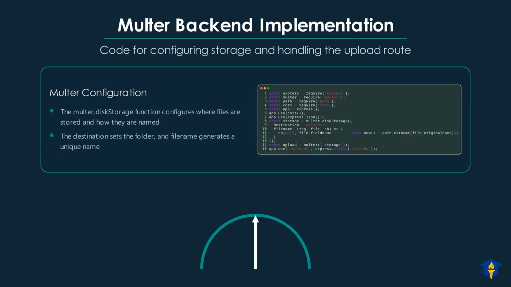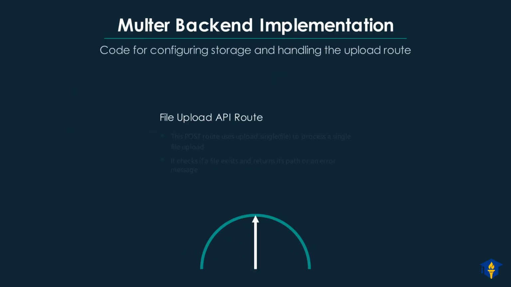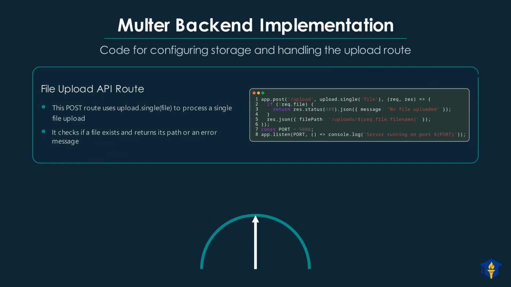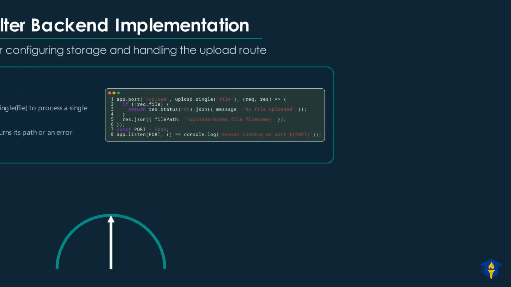This code sets up Multer storage logic, defines the static file serving route, and initializes Express and Cors. Next, let us define the file upload API route, which will be responsible for processing incoming file requests. This post route uses upload.single to process a single file upload. It checks if a file exists and returns its path or an error message. This code defines the post route for handling single file uploads and their responses, listening on port 5000.